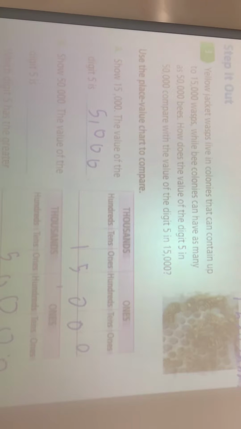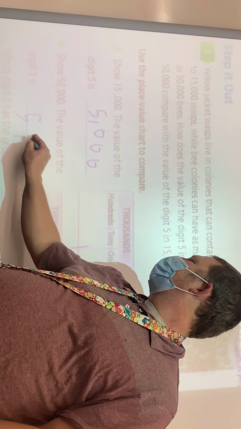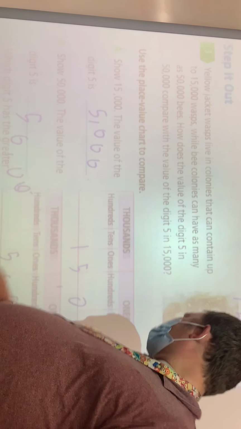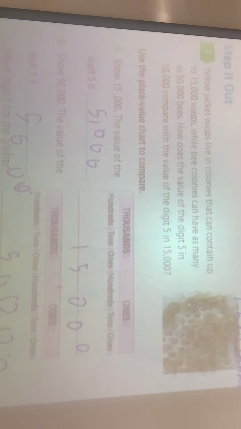Now this is key right here, guys. What is the value of the 5? It's actually what? You know, this is off. I'm going to go away from the smartboard for a minute, and I'm going to go to my whiteboard to work. Okay, guys. So look right here. We have 5,000, and we have 50,000.